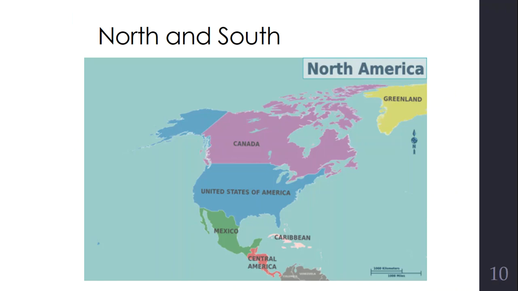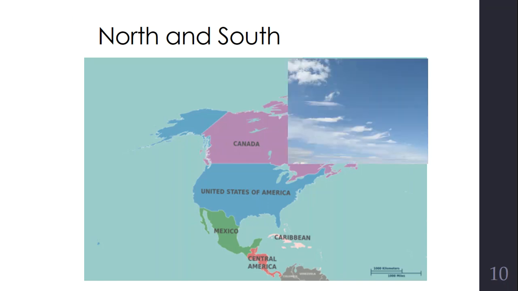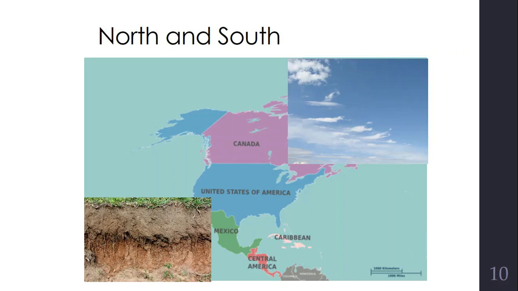And so again, we want to make sure that we are talking in terms of directions of north and south, right? When we talk about what is above the United States in this picture, the sky is above the United States. The ground is below the United States. So we want to make sure that as geographers, we are talking about directions in terms of north and south or east and west.